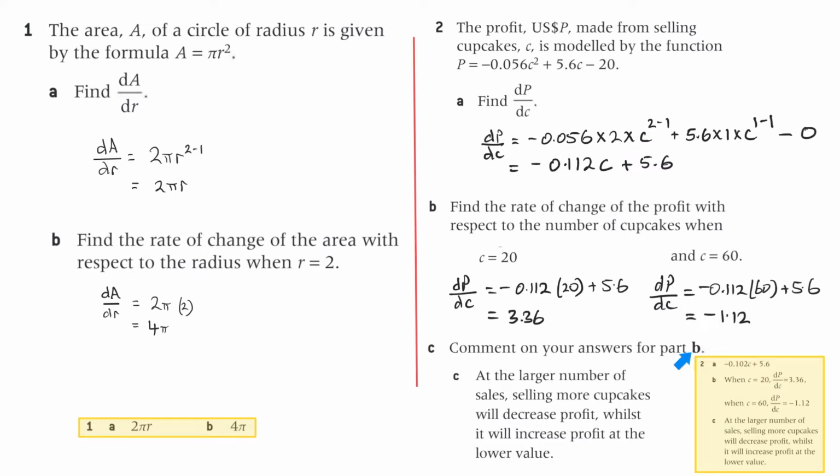Comment on your answers for part B, and this is from the back of the book. At the larger number of sales, selling more cupcakes will decrease profit. The rate of change is decreasing there, whilst it will increase profit at the lower value. So at 20, it's a positive rate of change, and that's from the back of the book.